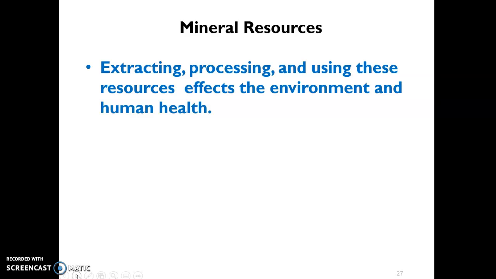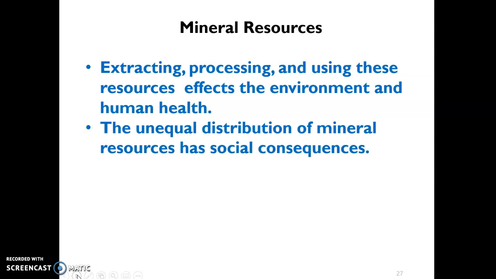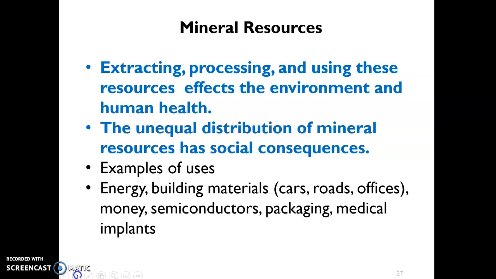Okay, so when we have mineral resources, we go through the process of extracting, which means removing them from the crust, processing, which can be refining, separating out certain elements from others, or simply refining the density of certain hydrocarbons, for example, and then using these resources. And all three of these steps affect the environment and human health. We're also going to keep in mind that the unequal distribution of mineral resources has social consequences. And let's take a look at how some mineral resources are used.